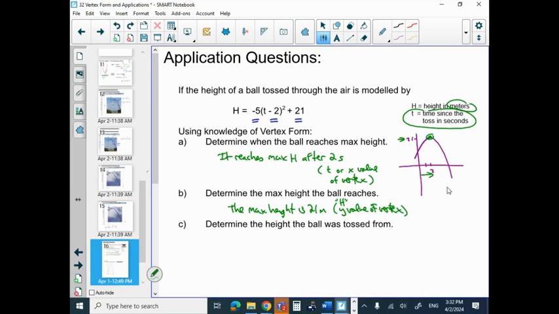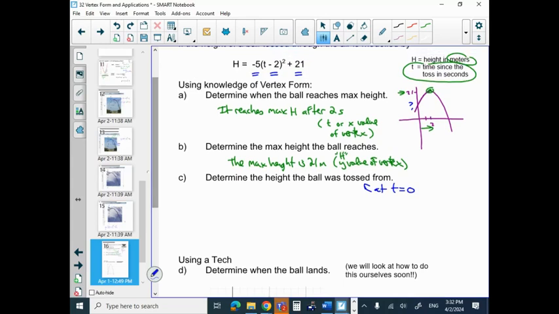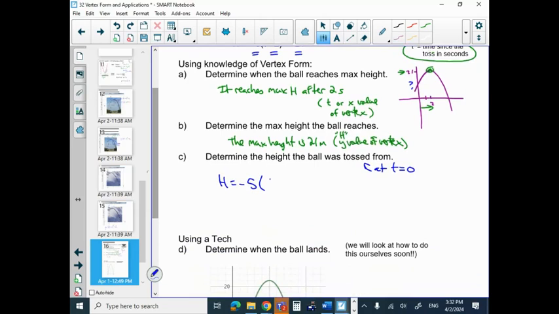And then determine the height the ball was tossed from is a bit new. Notice on the graph here, I wasn't sure about this. I just said graph it for now and we can figure it out, right? Well, how would we do that? We would plug in a value for when it was tossed. Well, we know it was tossed at time 0. So our equation, h equals -5(t - 2) squared plus 21, we're going to set t equal to 0. So we need to calculate what that'll give us.